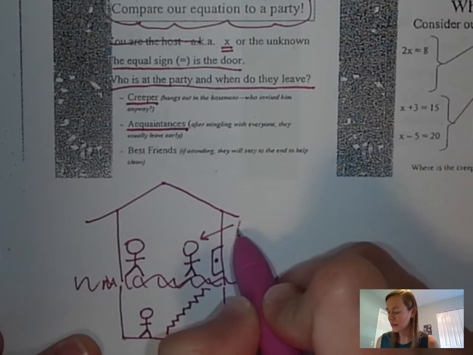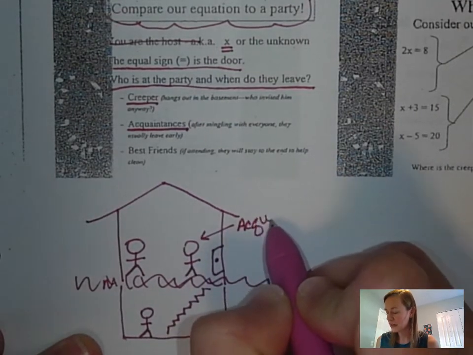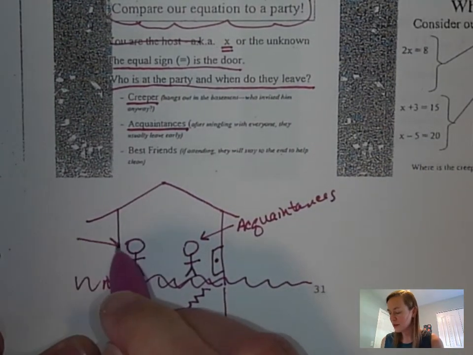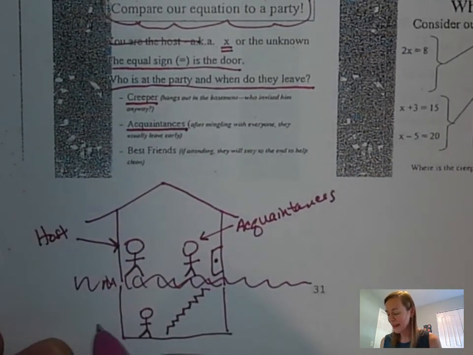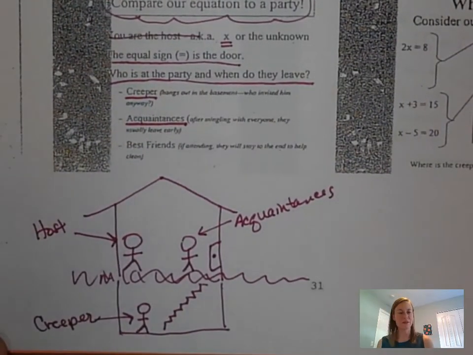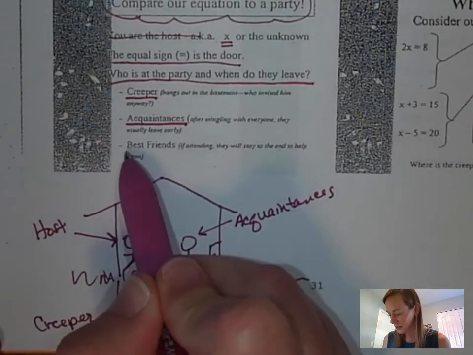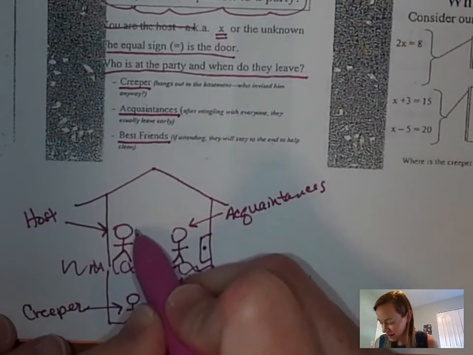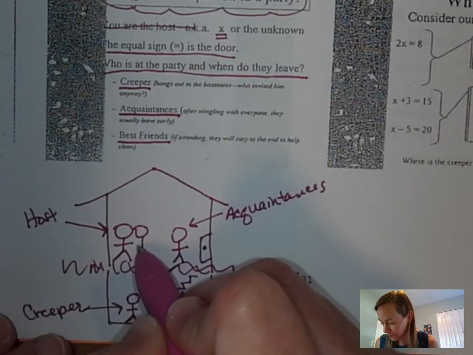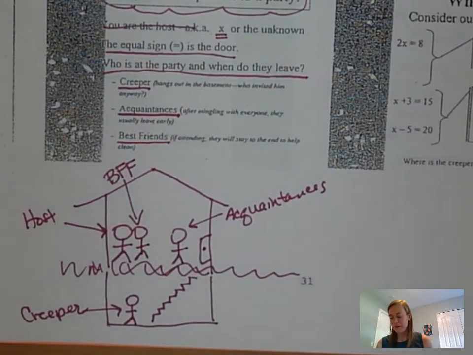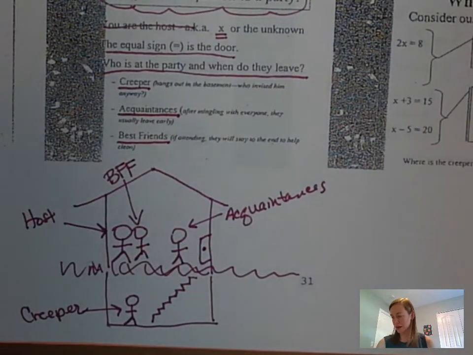Time to start labeling these. These are your acquaintances. That's a really long word. There we go. This one is the host. And this one, as you remember, is our creeper. All by himself in the basement. And then another person you might find at the party is a best friend. So the best friend is usually right beside the host. So let's put them right next together. Okay, best friend, BFF. Okay, so these are the people that we might have at our party.